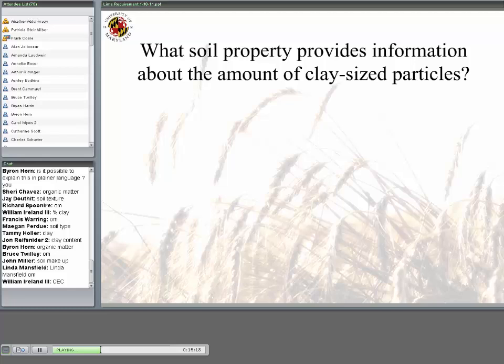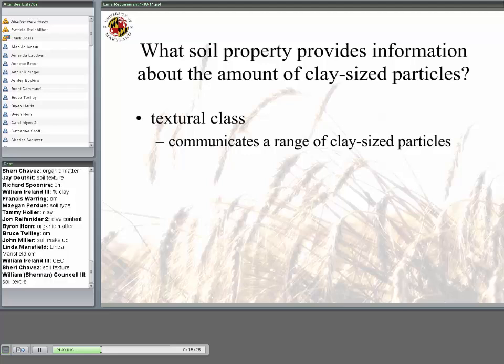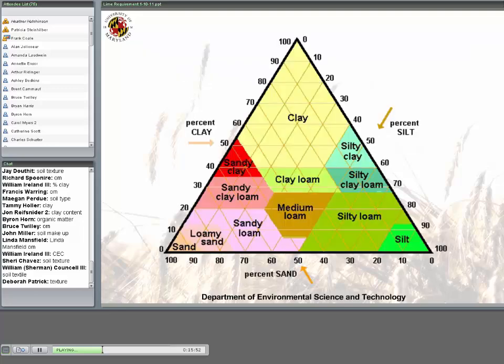Okay, thanks, Bill. Thanks, Krista. It turns out textural class is a piece of information that exists on many, though not all, soil test reports, and it does communicate information about the amount of clay-sized particles. And yes, CEC would too, though not perfectly and not directly. Of course, neither of these are perfect. So textural class does give you a range of clay-sized particles in the particular soil that you provided to the lab. Now, it's a range, and I think it's helpful to understand that it can be a pretty substantial range.